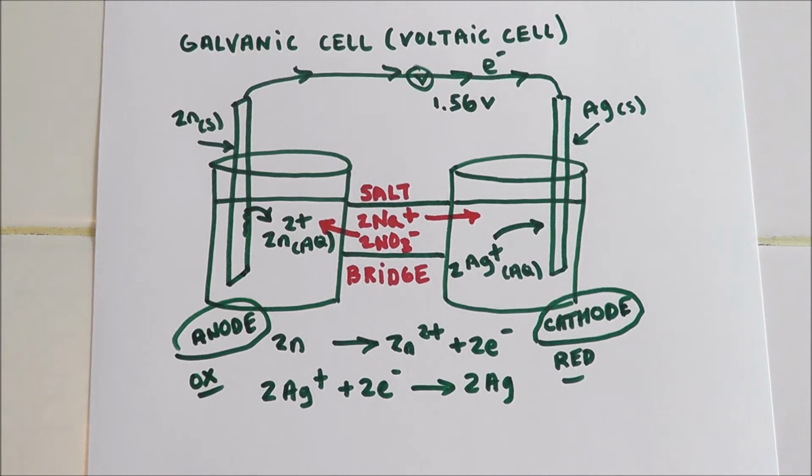So now, those are the components of every battery. The only thing that really changes is what the participants are. So let's talk about how we figure out the 1.56 volts, as well as which way the reaction is going to occur. Let's do that next.